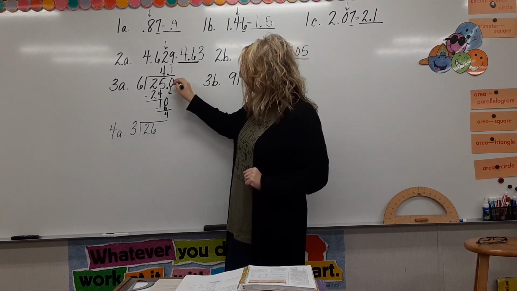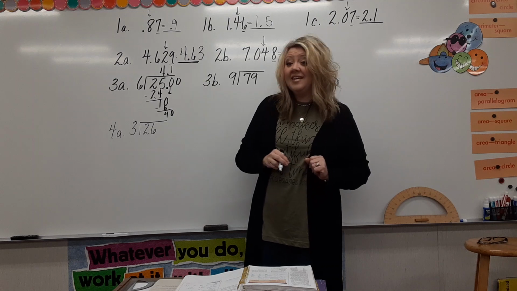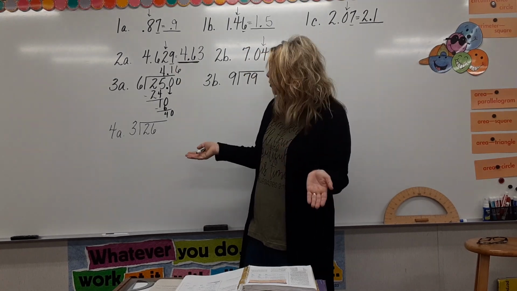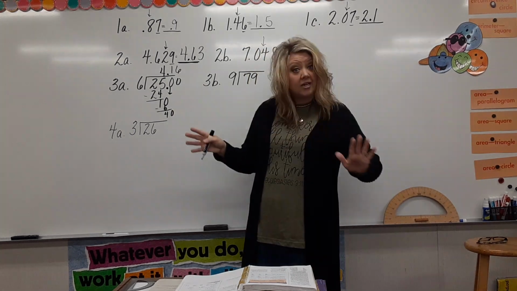So I'm going to go one more spot. 6 goes into 40 how many times? 6 times, because 6 times 6 is 36. There's still a remainder of 4. I'm going to stop writing here because I'm running out of room, but we're actually done.